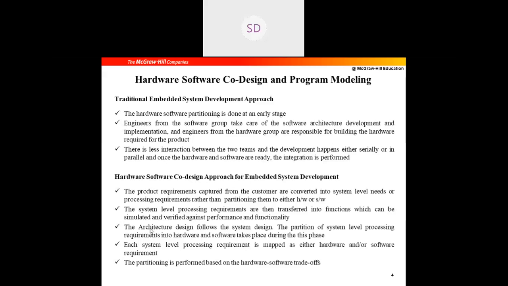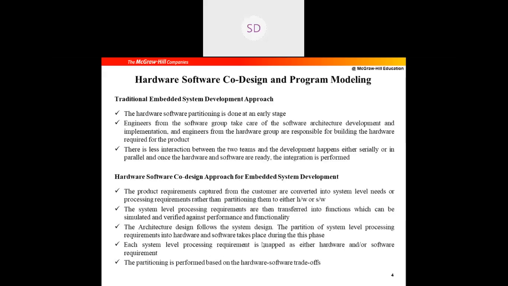After that, the architecture design follows the system design. Next, you will have an overall architecture for the system, like reading a temperature, and that flow will be maintained. The partition of system level processing requirements into hardware and software takes place during the architecture design. Exactly, I'll come to know what different hardware I have and what different software we are supposed to use, and during this phase we will decide what hardware and what software. This is not initial.